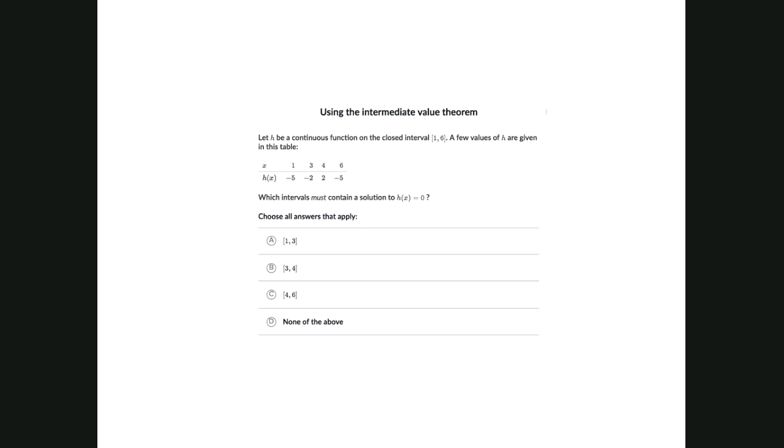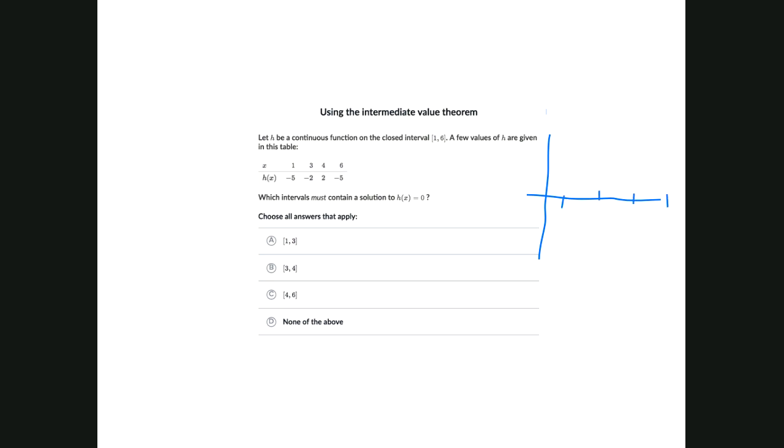I think this is a problem off the Khan Academy. It says let h be a continuous function on the closed interval 1 to 6. A few values of h are given in this table. Okay, so -5, -2, 2, -5. Which intervals must contain a solution to h of x equals 0? On a problem like this, graphing kind of helps. I only need the first quadrant here. So at 1, 3, 4, 6.